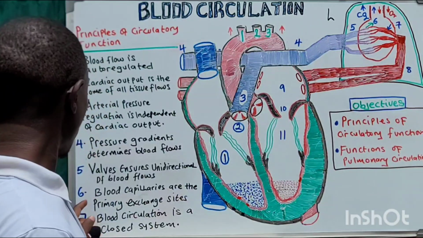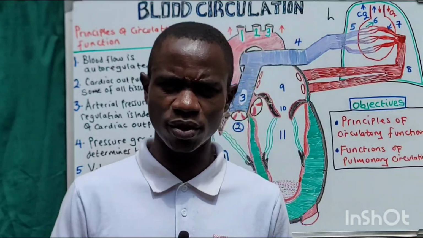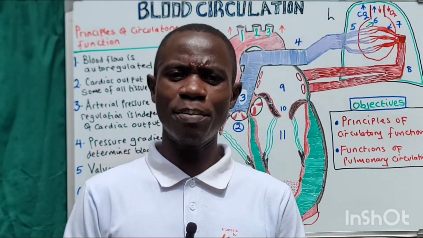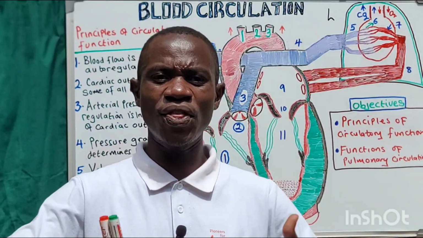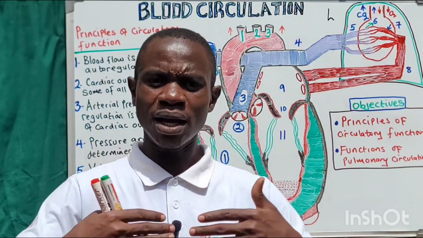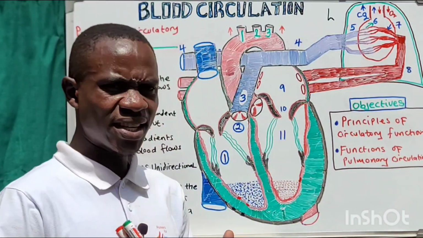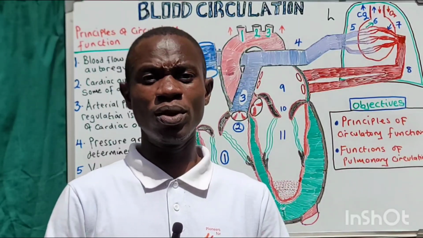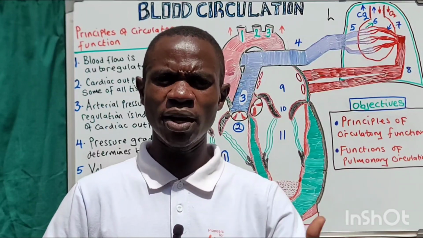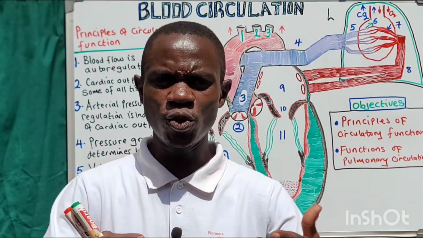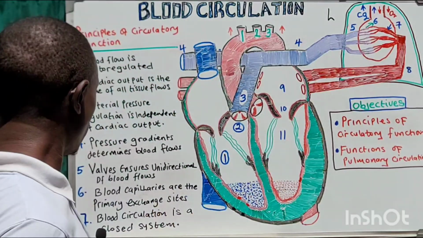And then we also have the blood capillaries, which are the primary exchange sites. This one is self-explanatory. The reason why the blood capillaries are the exchange sites in most areas is that they are thin-walled vessels, which enables diffusion of different substances in and out. For example, the exchange of gases happens at the pulmonary capillaries. Besides that, all other capillaries help in the exchange of different substances: nutrients, oxygen, and also the return of different wastes. All that makes a lot of sense.